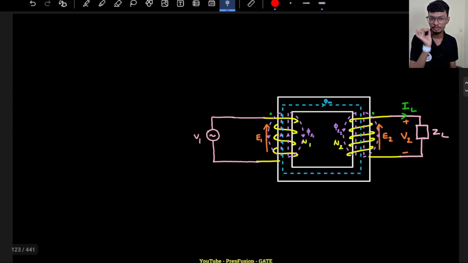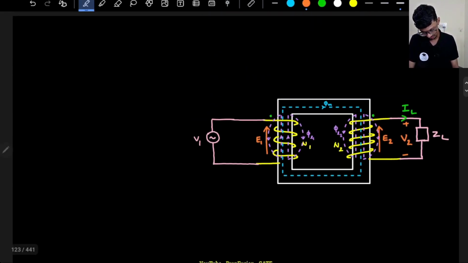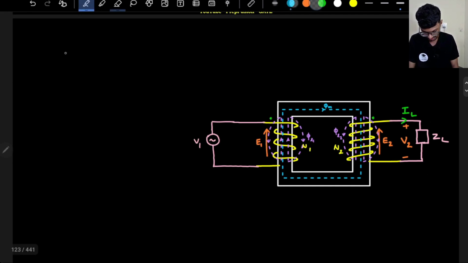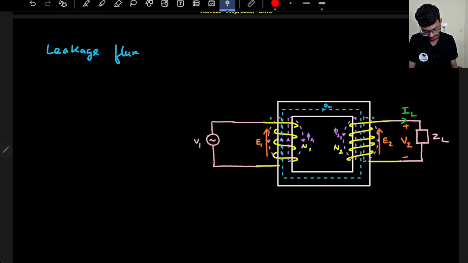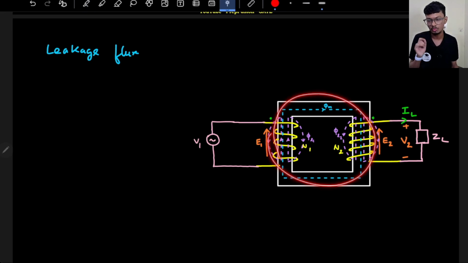First non-ideality is the leakage flux. What is leakage flux? Leakage flux is the flux that does not link both the coils. That is, it does not flow through the core, it flows through the outside air.